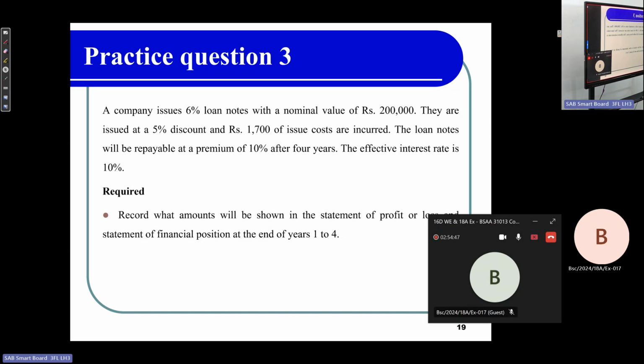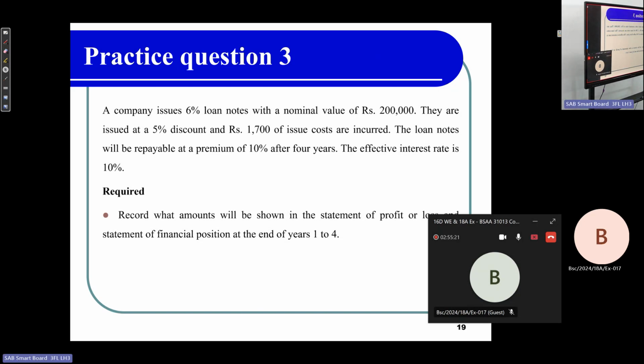Did you understand that? Effectively we have collected 188,300. Apply the effective interest rate to it. That gives the interest expense. The interest expense should be charged to P&L. Interest expense debit, liability credit. Correct?